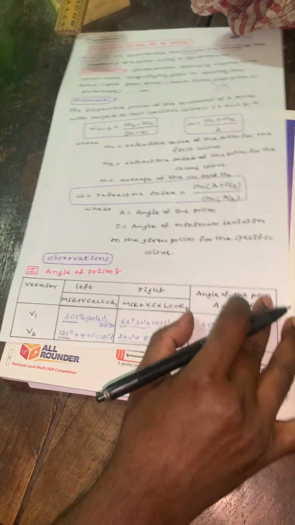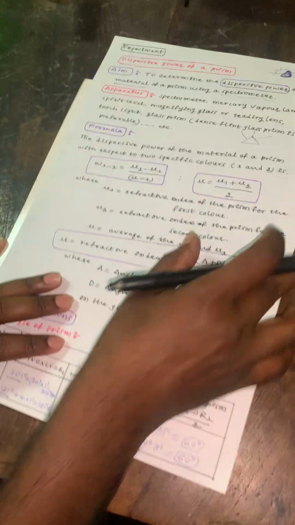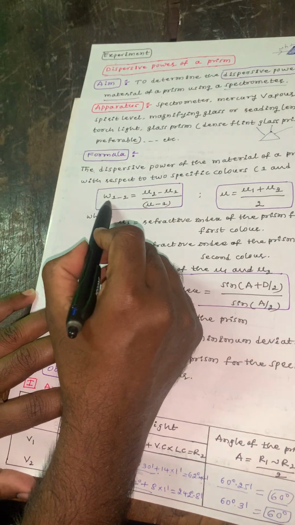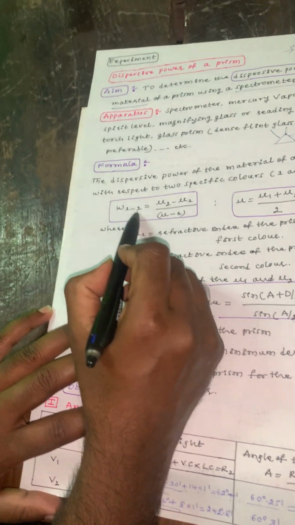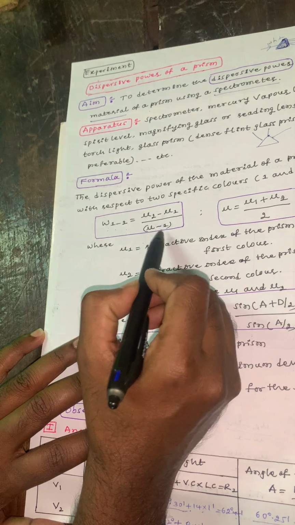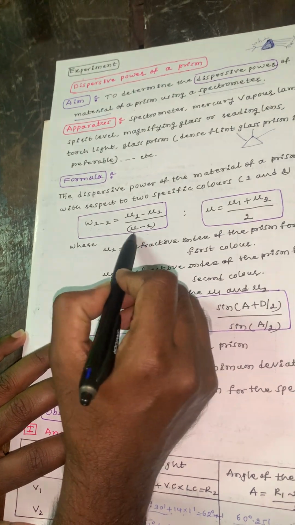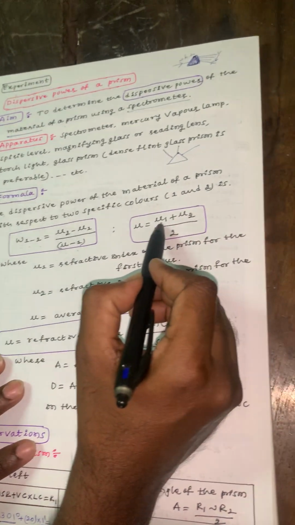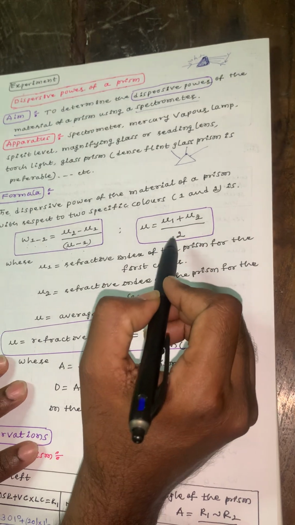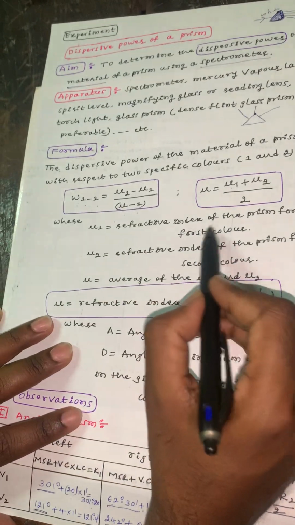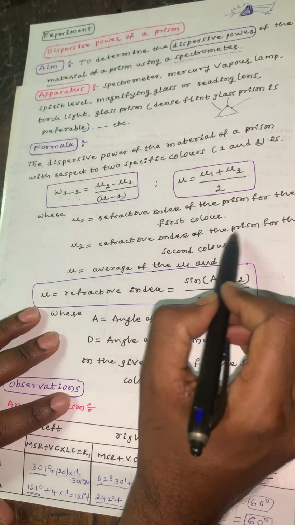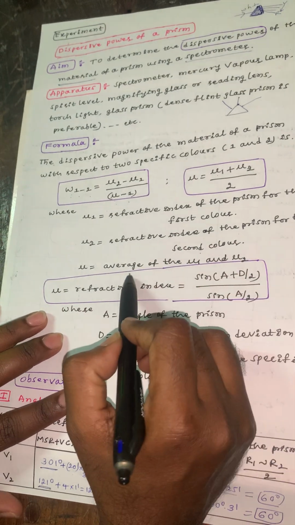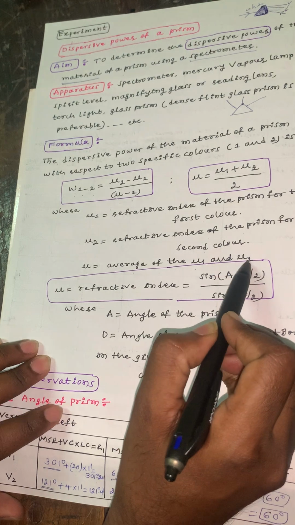Once you know the angle of the prism, what is our formula? The dispersive power of color 1 and color 2 is equal to mu 2 minus mu 1 divided by mu minus 1. What is mu? Mu is mu 1 plus mu 2 divided by 2. Mu 1 is the refractive index of the prism for the first color. Mu 2 is the refractive index of the prism for the second color. Mu is the average of mu 1 and mu 2.